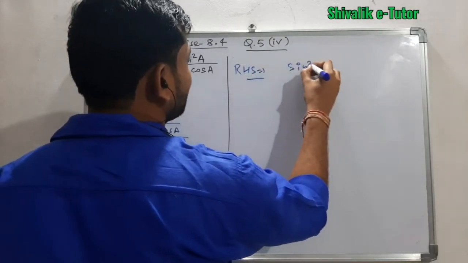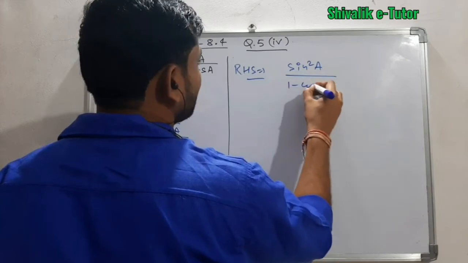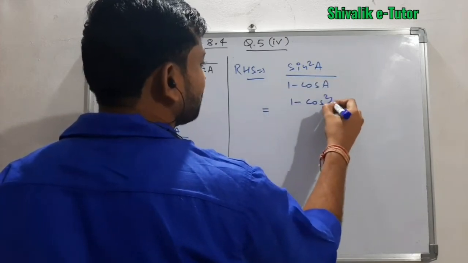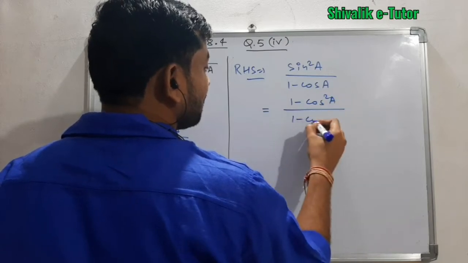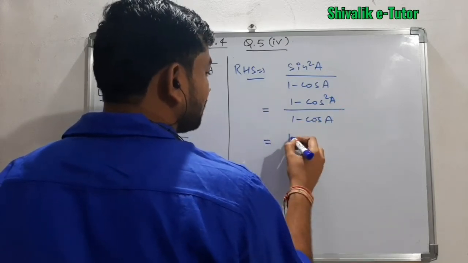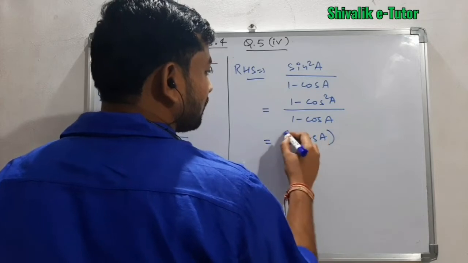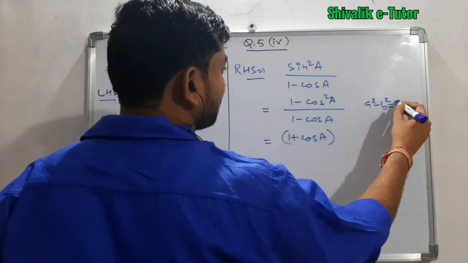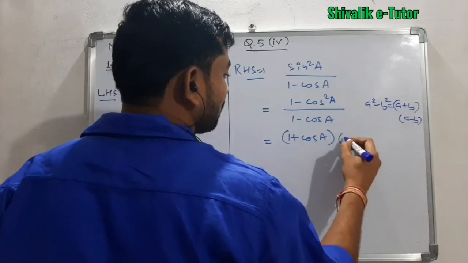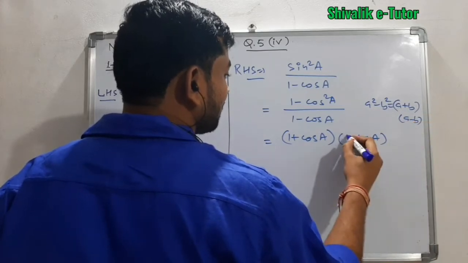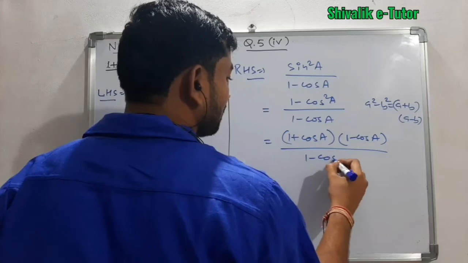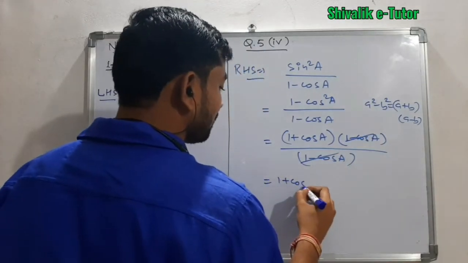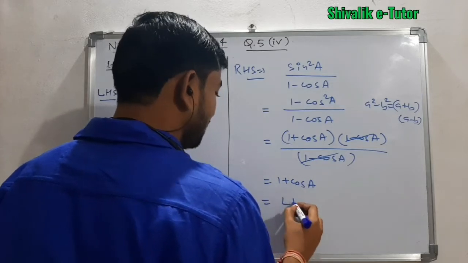This is sin square a upon 1 minus cos square a. Sin square a can be written as 1 minus cos square a from identity first. And now this can be broken into two parts. 1 plus cos a, ये इसमें हम a square minus b square वाली आइडेंटिटी a plus b into a minus b लगा देंगे. तो 1 plus cos a and 1 minus cos a आ जाएगा upon 1 minus cos a. Here this will be cancelled. So we will be getting 1 plus cos a, which is nothing but the LHS.